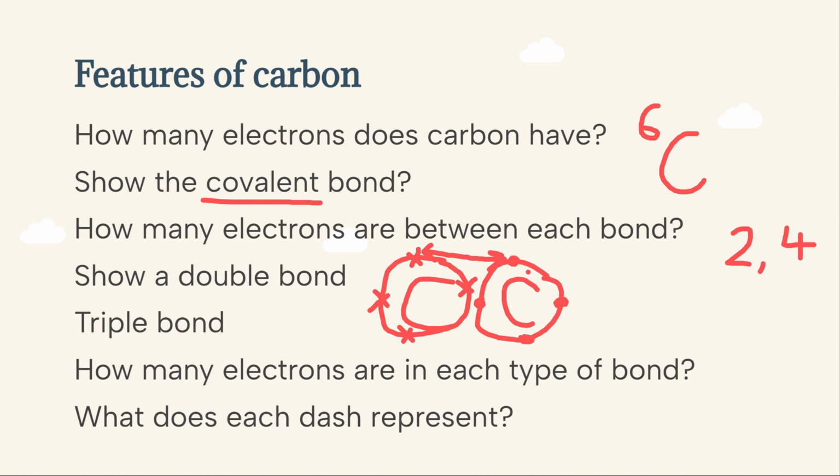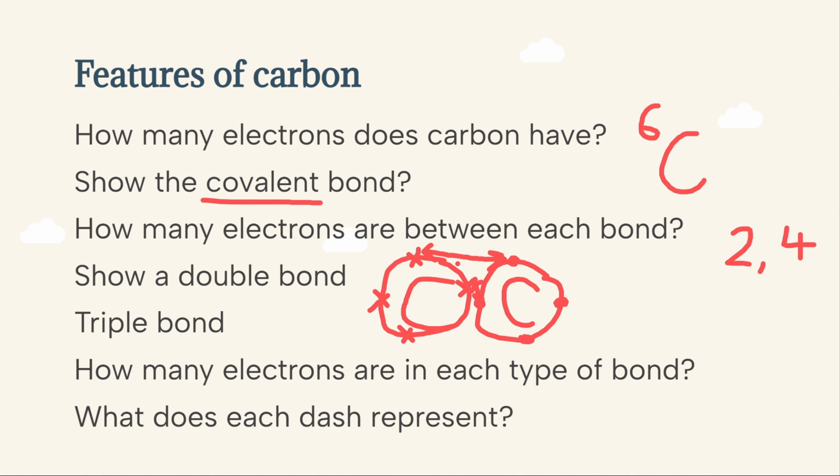Remember that the main purpose of bonding is so that the elements can become stable like the noble gases. Stable meaning full. They can have a full valence shell. In order for carbon to be full, it needs to have a total of 8 electrons on its valence shell. We currently have 5, so we need to do another sharing. So I'm going to share between these two.